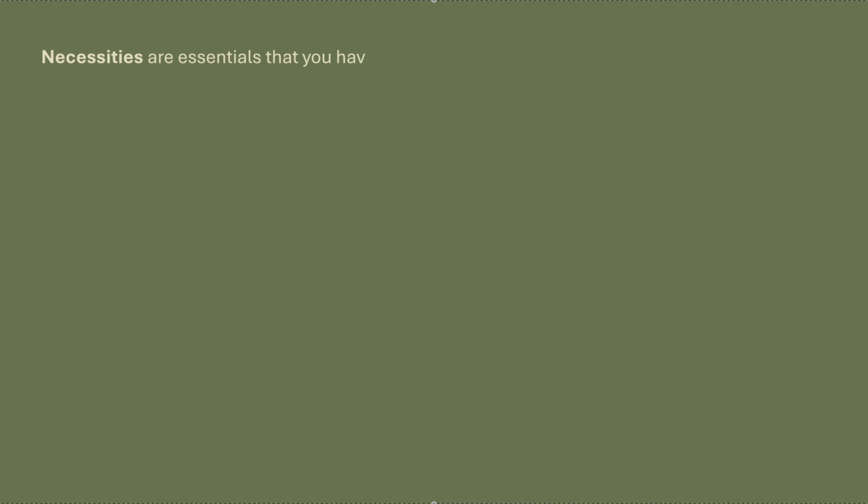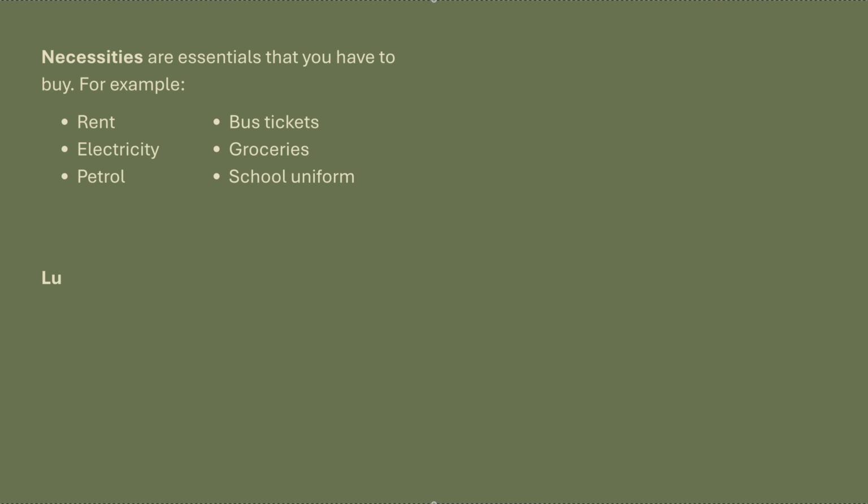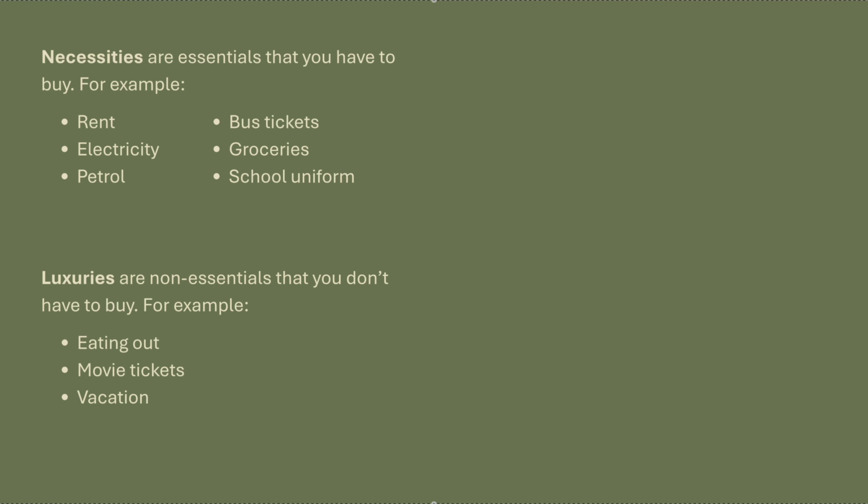The first type of good or service is necessities. Necessities are essentials that you have to buy, for example, rent or electricity or petrol. You can't just not pay for these things, right? The opposite is luxuries. Luxuries are non-essentials that you don't have to buy. For example, eating out or going to the movies or going on holiday. These are things that you don't really have to buy, but they make you feel good. Note that luxuries doesn't mean Gucci handbags or Rolex watches. It includes those things, but it also includes simple luxuries, like going to the movies.